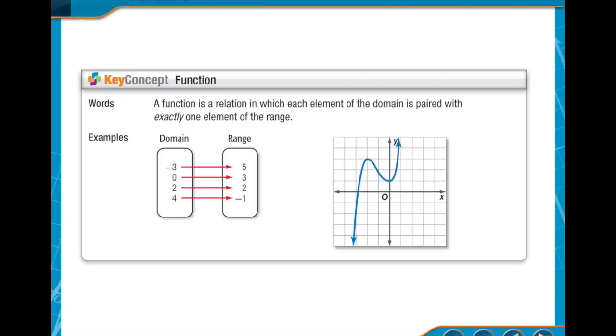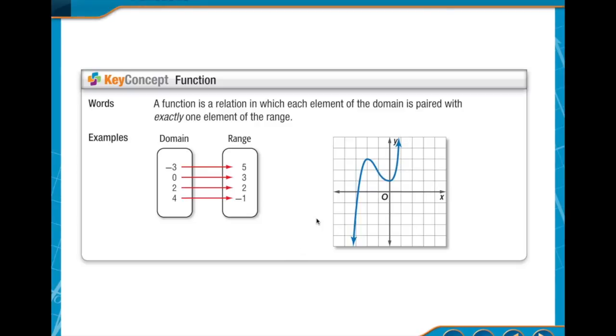This information you should have already written, but in case you didn't, we can talk about it briefly. A function is a relation where each element of the domain, each x value, is paired with exactly one element of the range, each y value. In other words, if you did a mapping of your points, you would see an arrow going to one point and one point only for each x value to each y value. And when you graph that, you would see something like this. That would represent a function.